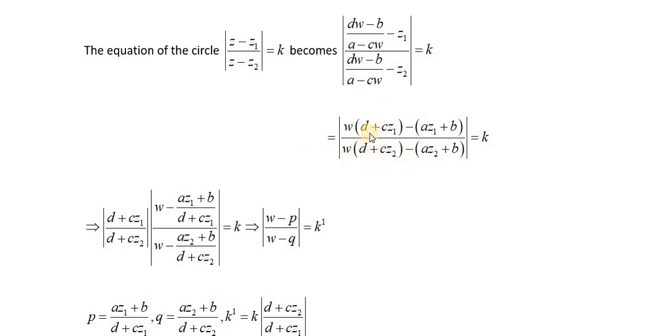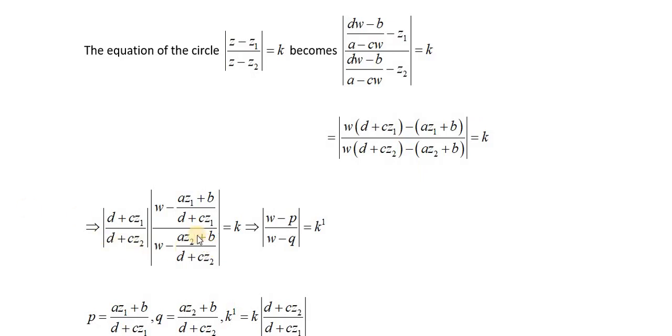Next observe, I am taking common D plus CZ1 in the numerator. In the denominator I am taking D plus CZ2. After that the remaining terms are W as it is. But here we don't have this term. That's why I am writing AZ1 plus B by D plus CZ1. Here also I am taking D plus CZ2 common. So W minus. Here we don't have the D plus CZ2 value. That's why I am writing here like this, equal to K as it is.